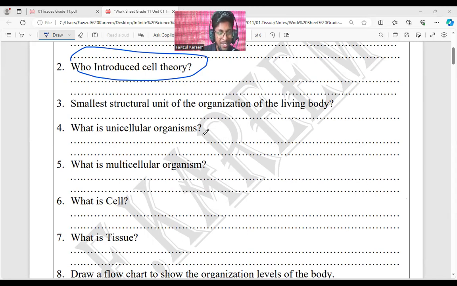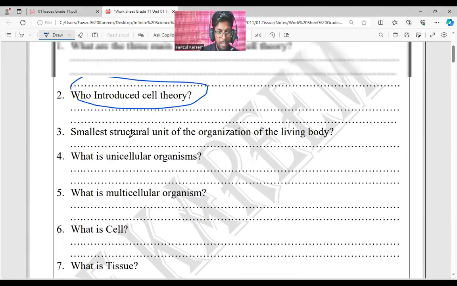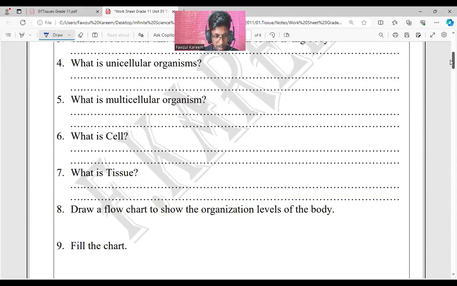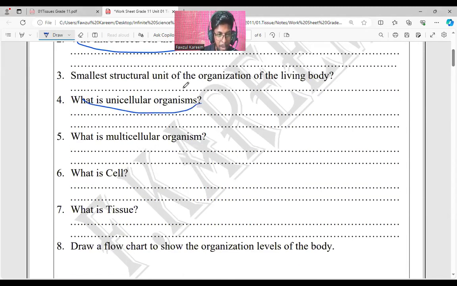So what is a unicellular organism? Unicellular organism means the organism which is made up of one cell. For example, bacteria, amoeba, paramecium, all these organisms are made up of one cell. So these organisms are called unicellular organisms.